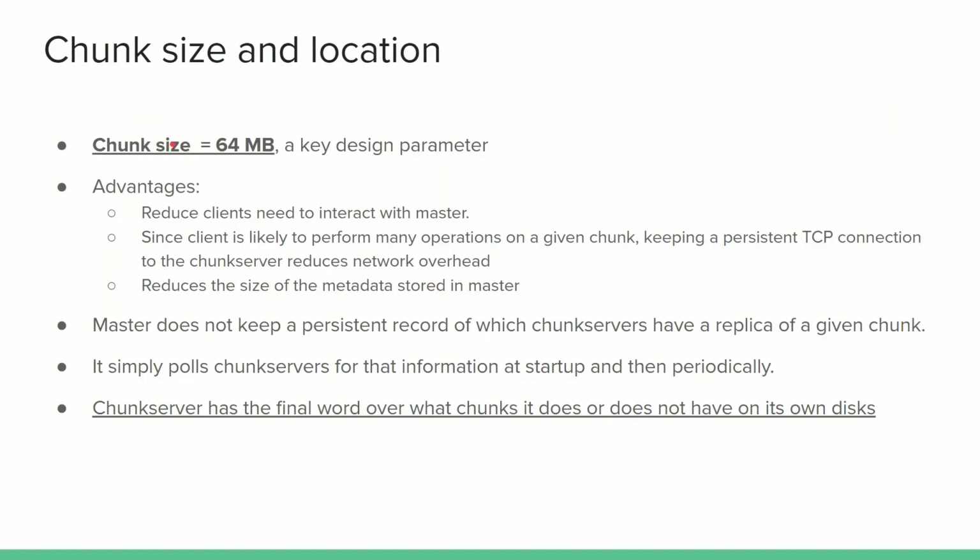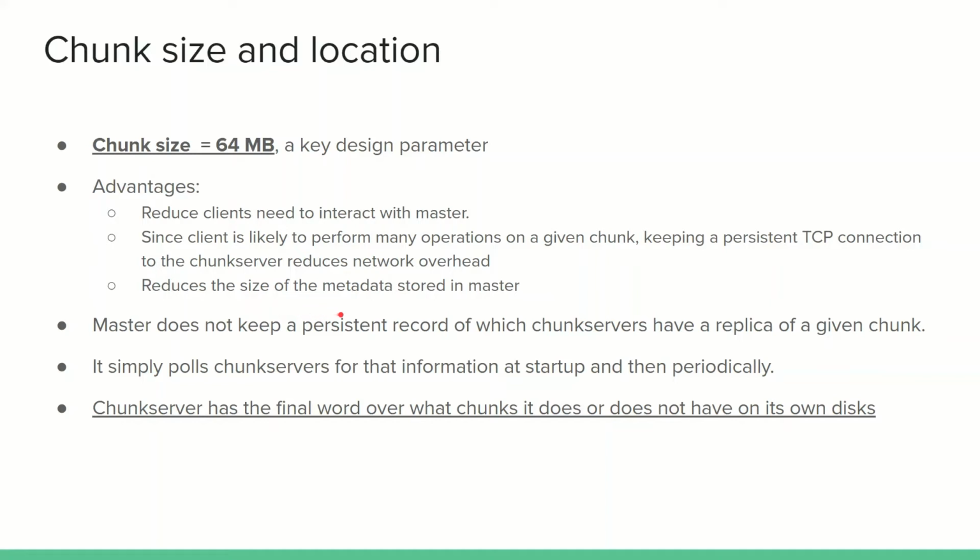The chunk size and location. So we saw that the chunk size is 64 MB, and this is a key design parameter. This is because it provides the following advantages. It reduces the client's need to interact with the master, because the client gets a lot of data in a single request. Also, since the client is likely to perform many operations on a given chunk, keeping a persistent TCP connection to the chunk server reduces the network overhead.